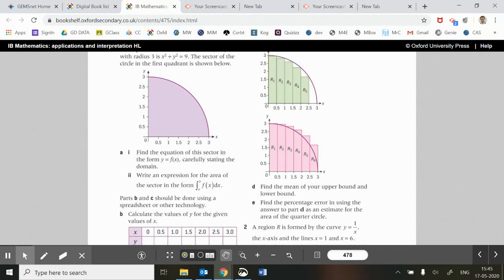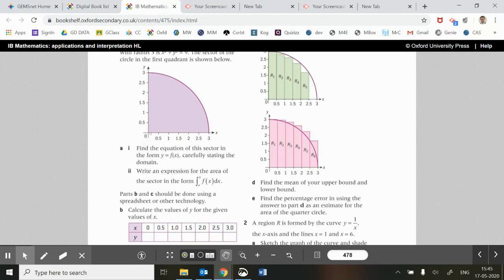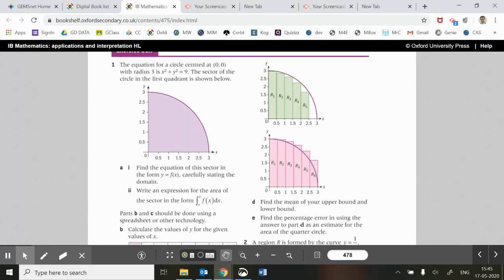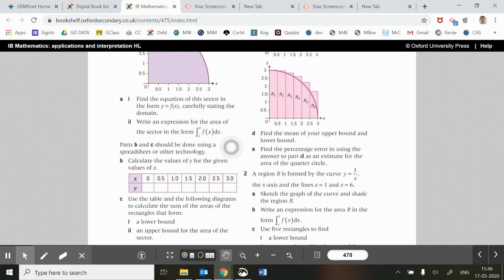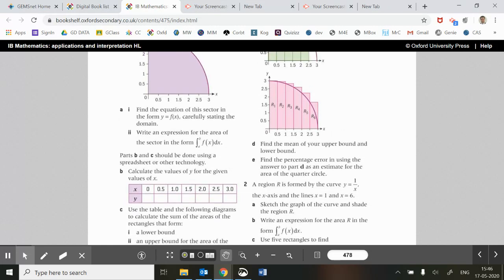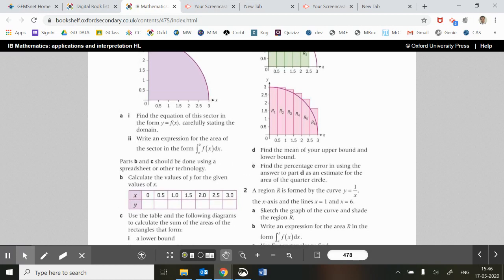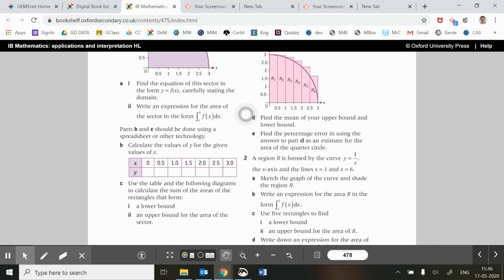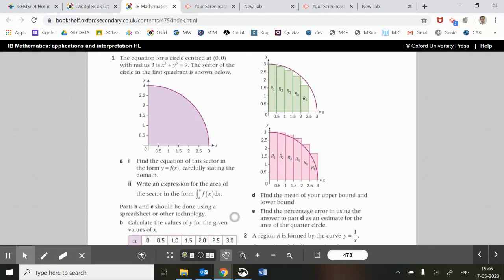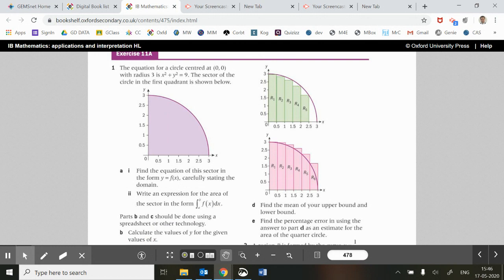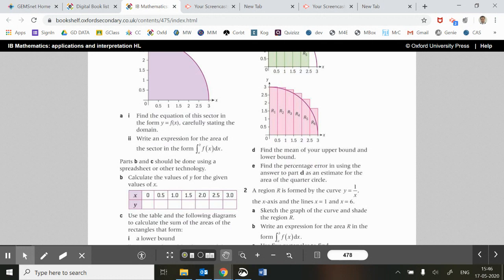Write an expression for the area in this form here. So we're going to go from 0 to 3, and we'll put f(x) in here as well, which will be your rearrangement of this, y equals something. Then they say come up with the values for y for these particular values of x, from 0 to 3. And then they say use the table and the following diagrams to calculate the sum of the areas of the rectangles. Form a lower bound and an upper bound. They mean use these things here. Come up with a lower bound from this one, come up with an upper bound from this one here, and use the values in your table to get the sum of those rectangles.